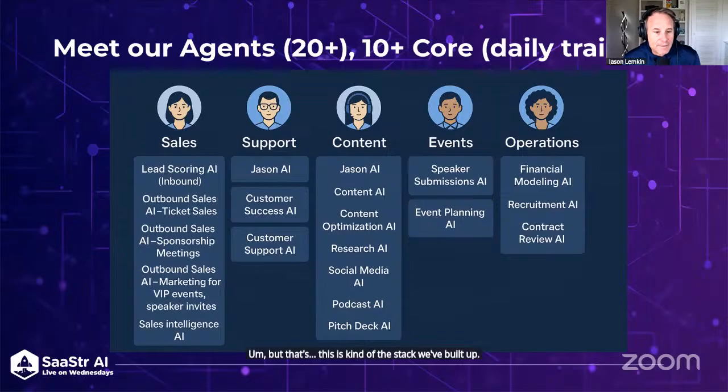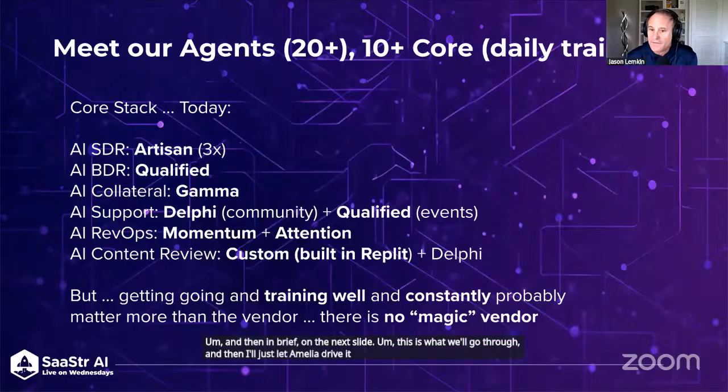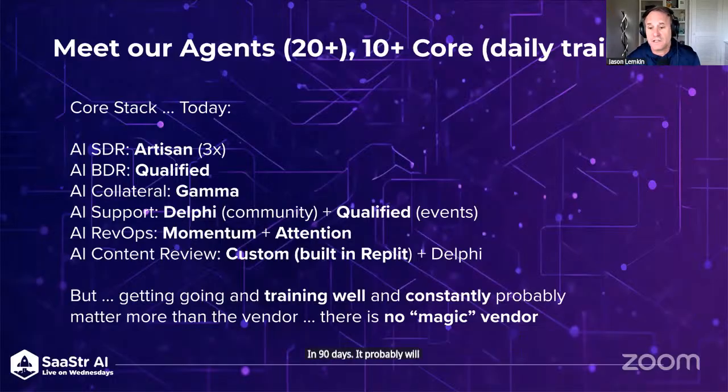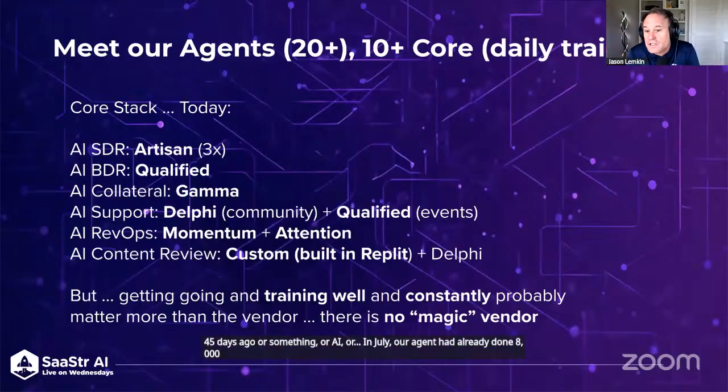And then in brief on the next slide, this is what we'll go through, and then I'll just let Amelia drive it. We do have a lot of AI apps, but a lot of folks ask what our stack is, and this may be different in 90 days. It probably will be because Amelia did a version of this 45 days ago or something. In July. Yeah. July, our agent had already done 8,000 customer interactions. The stack's already somewhat different, and it may be different later, but we'll go through it.